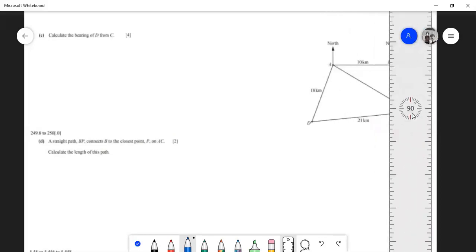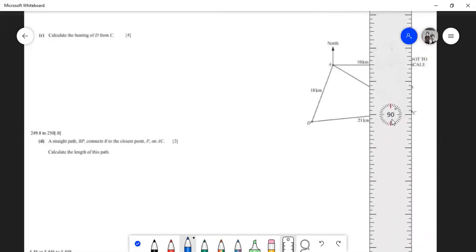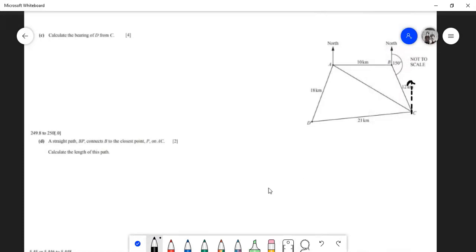Okay, wait. Okay, this is my C here. I'm going to draw my north. Okay, bear with me. Okay, so this is my north here. And I want to find the bearing of D from C. That means I need this angle all the way here. Okay, I need that angle there. Okay, wait. I erase first. Because they want the bearing of D from C, right? Yeah. This is the thing they're looking for.